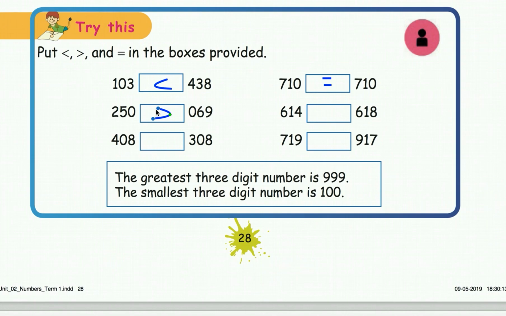Okay, no, 250 is bigger. Okay, 614, 618, 614 is less, right? Less than 408, 308, 408. 408 is greater than 308. 719, 917, 719 is less than 917. The greatest 3-digit number is 999. The smallest 3-digit number is 100.